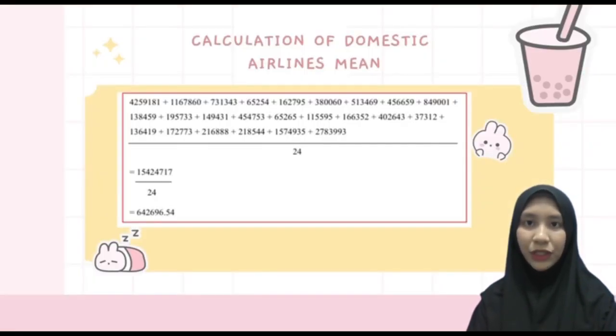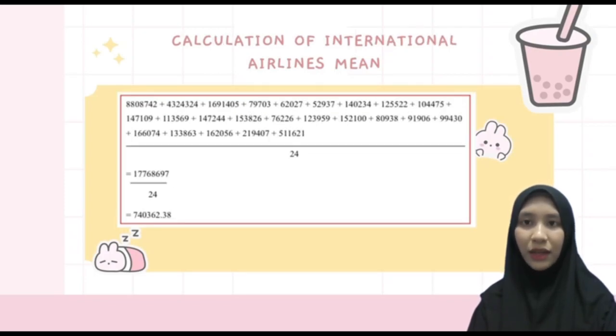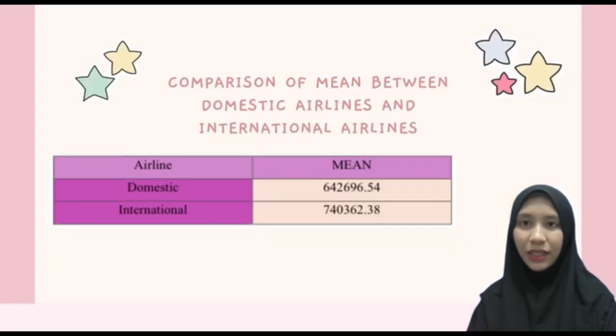Here I got the mean, which is 642,696.54 for domestic airlines, while for the international airlines is 740,362.38. This is the comparison of the mean between domestic airlines and international airlines. It shows the mean for international airlines is higher than the domestic airlines.